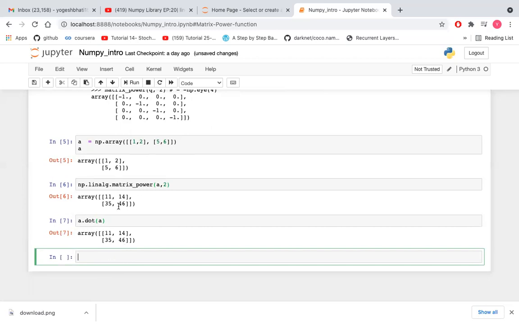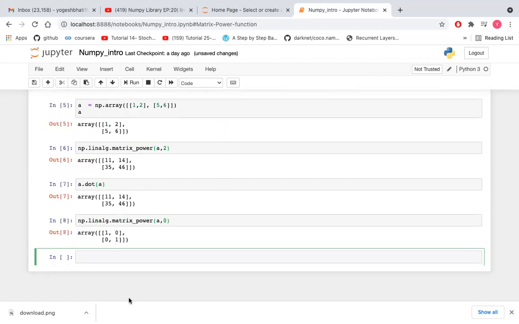If we want to give a value to n in matrix_power of the same matrix a, and we give 0, what will it calculate? Here n equals 0. It will not give an error, it gives an identity matrix of 2 cross 2. Why 2 cross 2? Because our given matrix is 2 cross 2, so it gives the result as 2 cross 2 only.